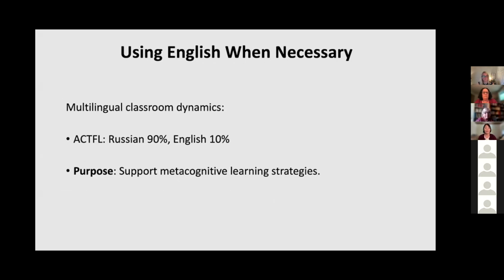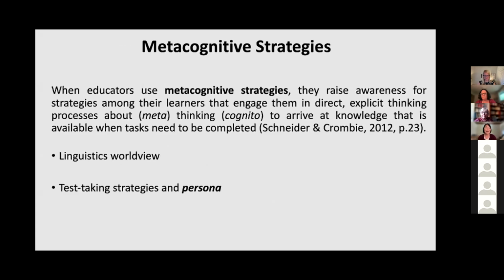Next, I like to teach my students metacognitive learning strategies. For that part of the lesson, I also use English to explain. Those strategies are aimed to raise awareness among learners of how to engage in direct, explicit thinking processes about thinking, to arrive at knowledge that is available when tasks need to be completed.